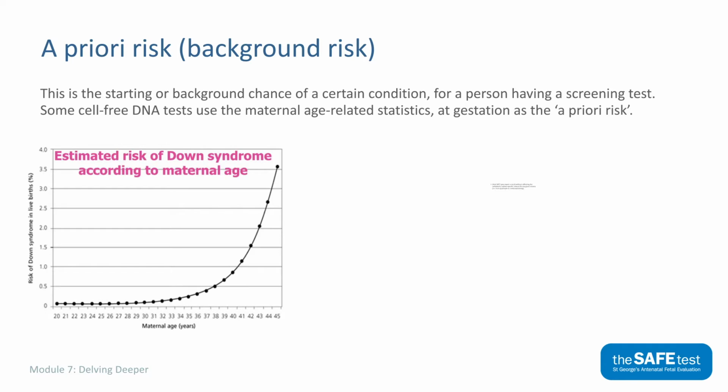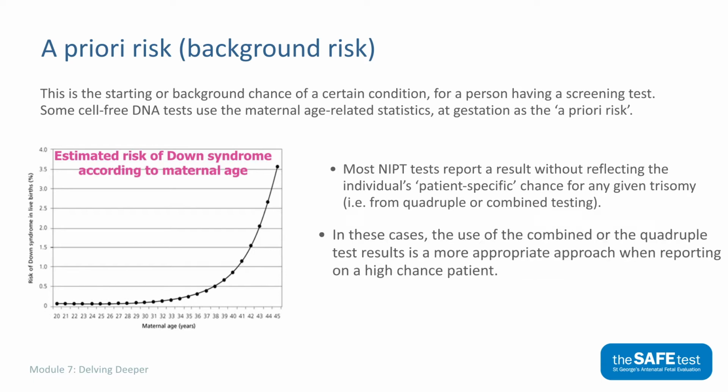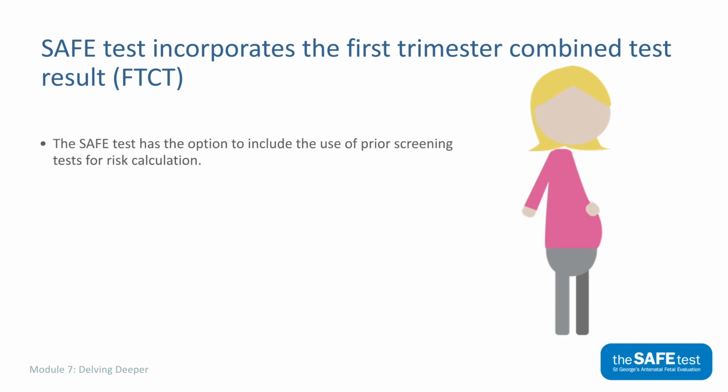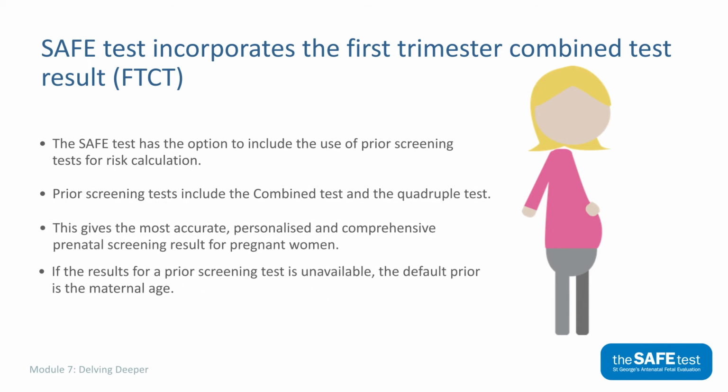Most NIPT tests report a result without reflecting the individual's patient-specific chance for any given trisomy. The use of the combined or quadruple test results is a more appropriate approach. The SAFE test has the option to include the use of prior screening test results for the risk calculation. If the prior screening results are unavailable, the default is the maternal age-related risk ratio. This gives the most accurate, personalised and comprehensive prenatal screening result for pregnant women.